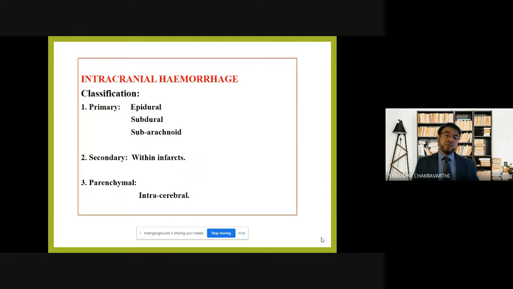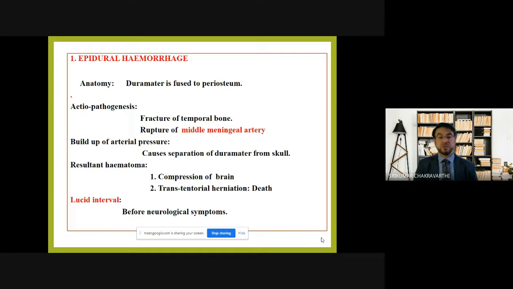Sometimes there are a few infarcts in the brain due to certain other reasons, and these infarcts could be due to hypertension or other secondary factors, and these can also result in an intracranial hemorrhage. And when there is a trauma to the brain, it results in intracerebral hemorrhage, which occurs in the parenchyma of the brain tissue. Okay, so we start with epidural hemorrhage.